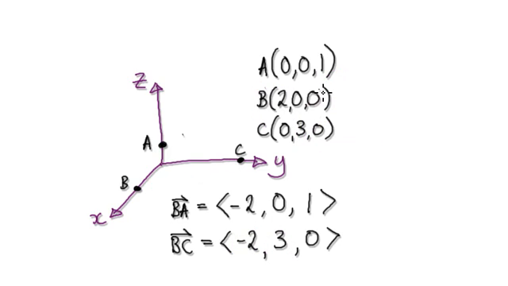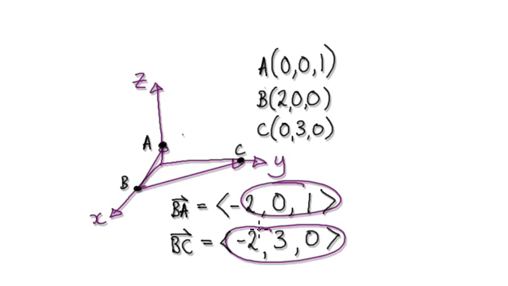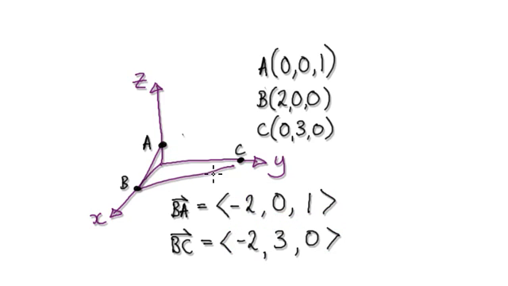And then currently I'm at B. How would I get to here? Well, I don't need to move anywhere in the Z direction. So that would be 0. So the vector BA is given by this. The vector BC is given by this. So now we've got ourselves two vectors.